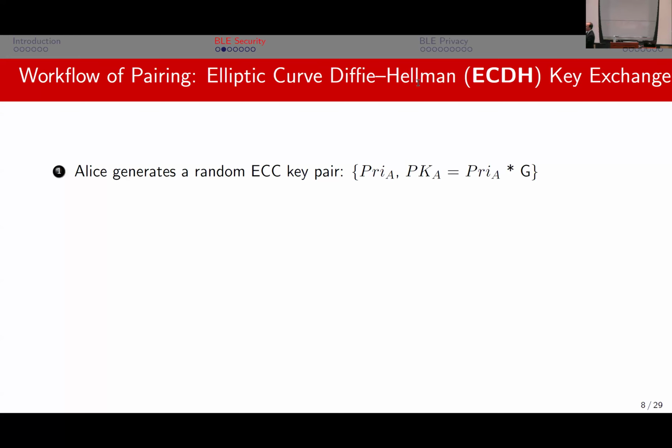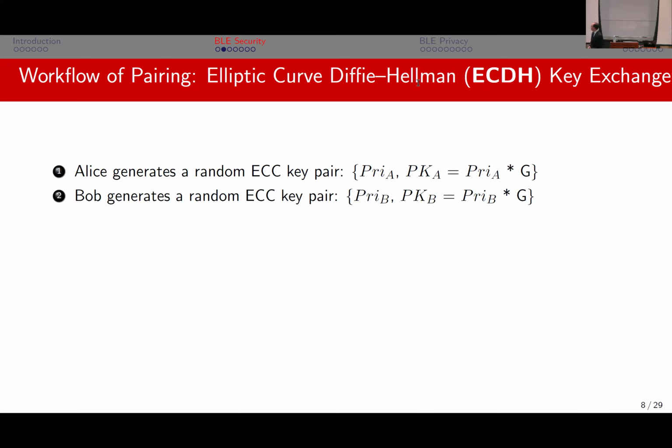So there are two parties, Alice and Bob. Here's a refresher of your public key cryptography. Alice generates a random key pair, private key and public key. And then Bob generates another one. And then how do they do that? Basically, they exchange the public keys.